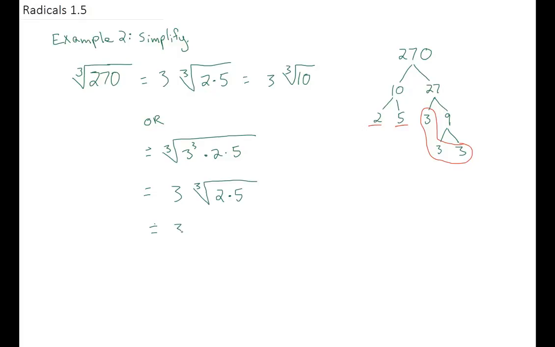And then we need to multiply them together for the final simplification. So you get the same thing, just a different way to look at it, a different way to show it on paper.